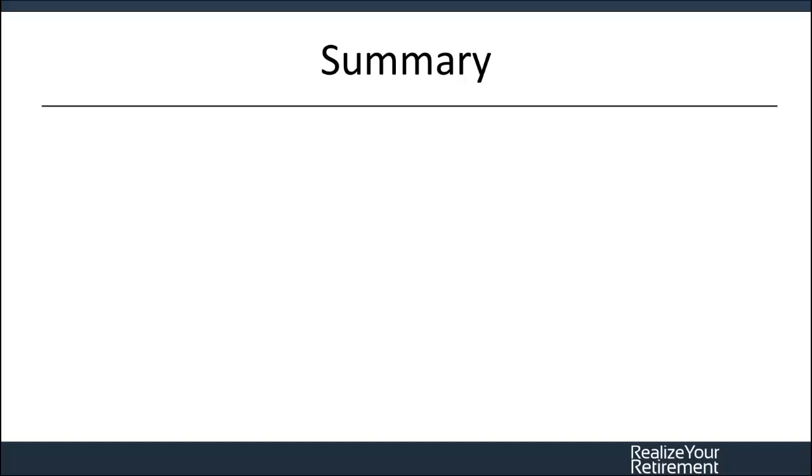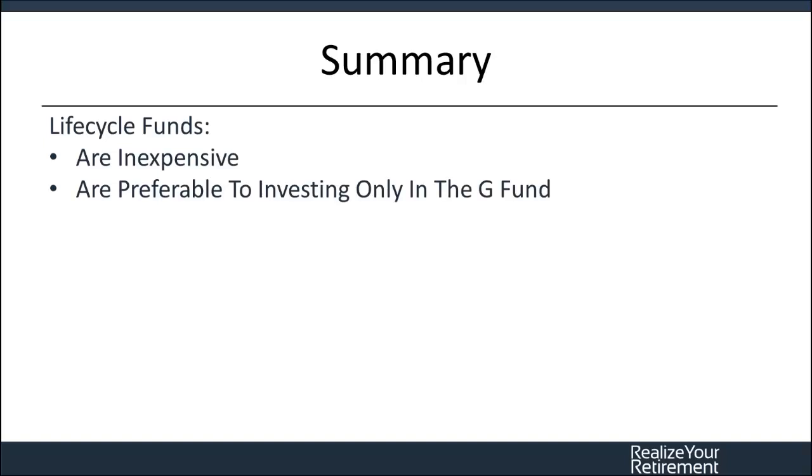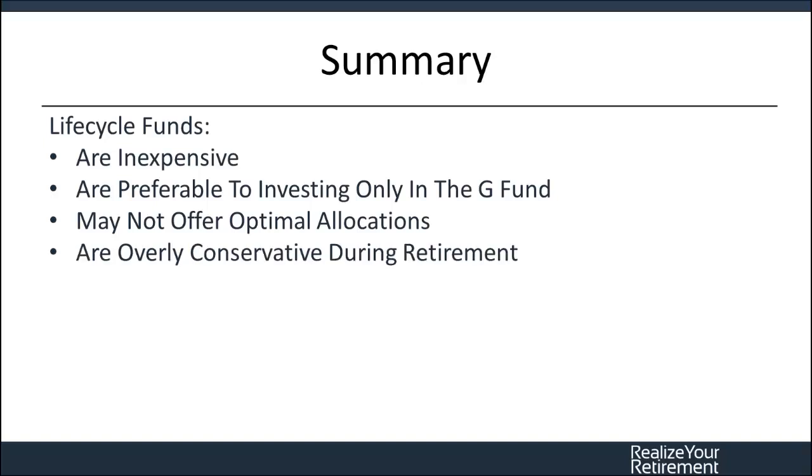Now let's quickly go over what we've covered today. Lifecycle funds are inexpensive and do not have any expenses beyond the underlying fund expenses. They're better than just having all of your money invested in the G fund, which is the default allocation of the TSP. However, while they're better than a 100% allocation to short-term bonds, life cycle funds may not offer a retiree the optimal allocation for their retirement. This is due to several factors, including being overly conservative with outsized allocations to bonds. The funds have significant home country bias when they do invest in stocks.